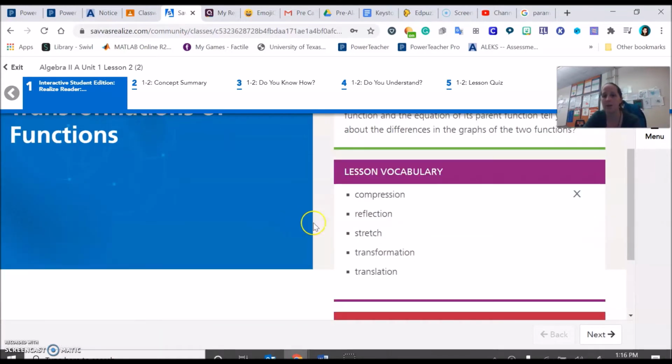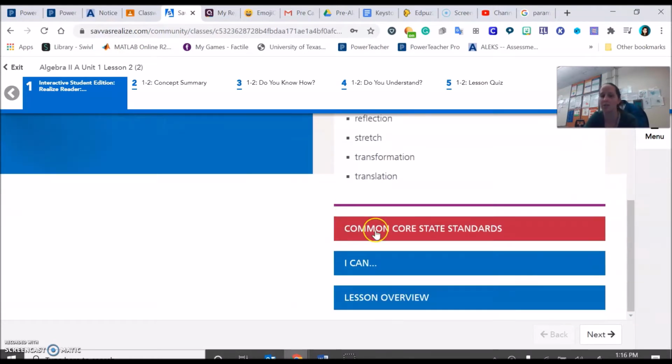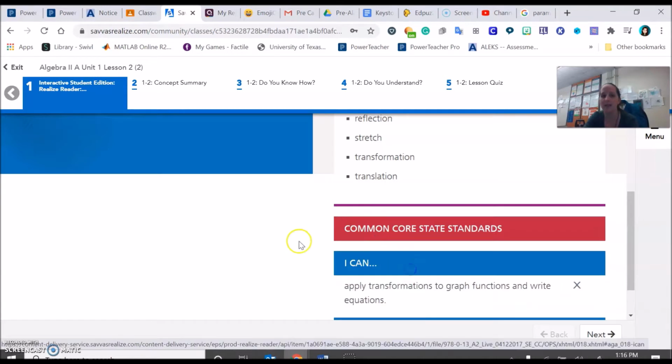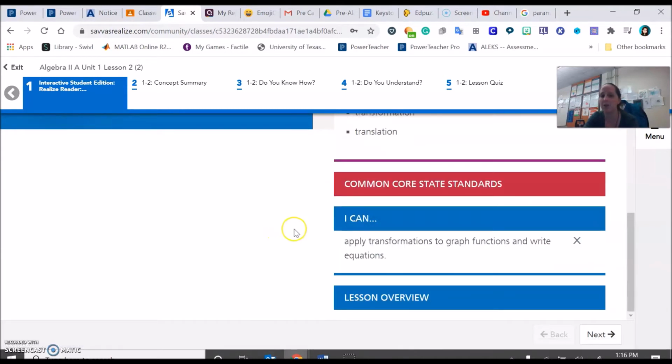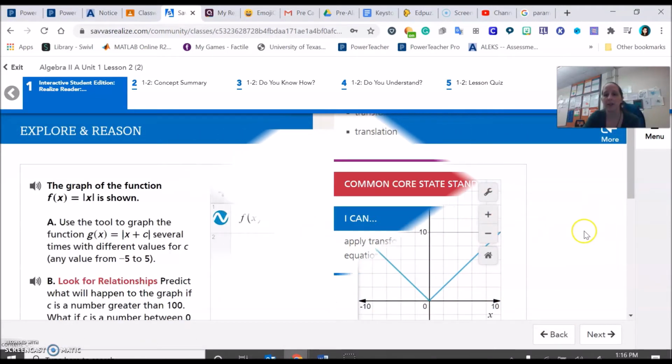Okay, so my vocabulary today is compression, reflection, stretch, transformation, and translation. And by the end of this lesson, I can apply transformation to graph functions and write equations. All right, so explore and reason.